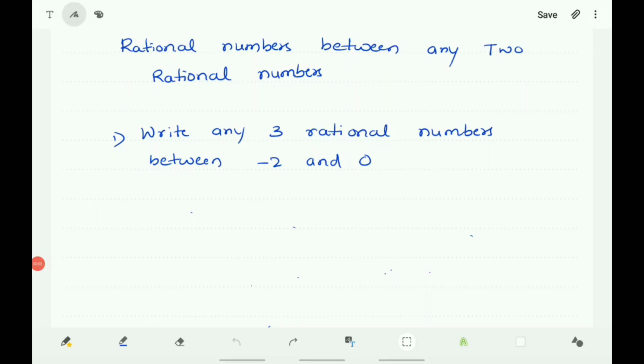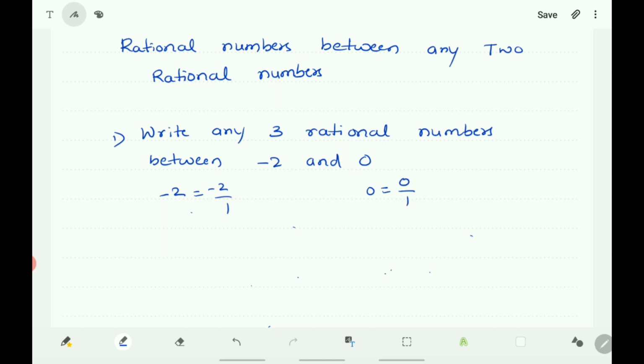Children, now let us continue the rational numbers. Now let us find the rational numbers between any two given rational numbers. First question: write any three rational numbers between minus 2 and 0. You know that minus 2 means minus 2 by 1 and 0 means 0 by 1.